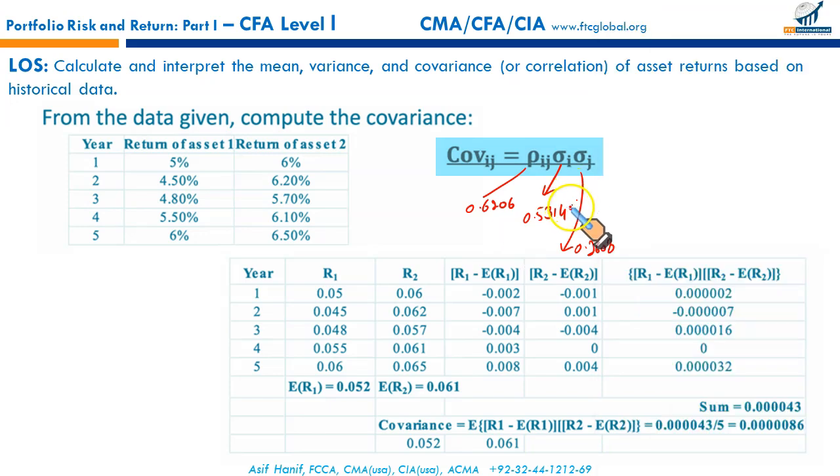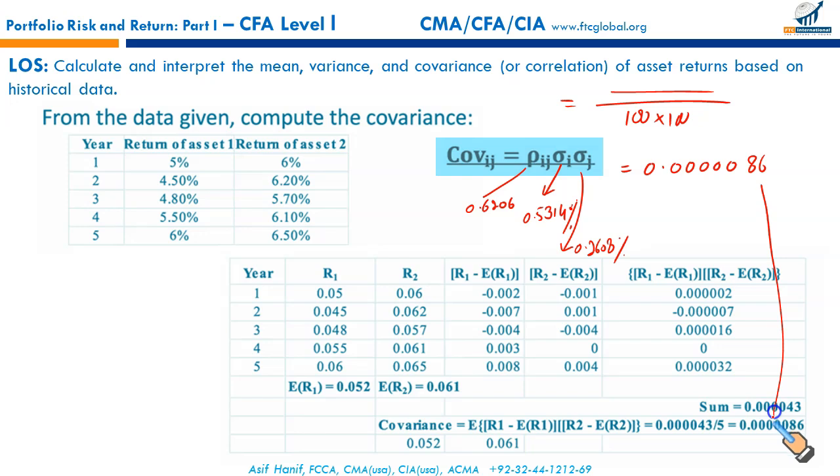Remember, these standard deviations are in percentages. So when you simplify them all and then divide the result by 100 twice in order to convert into decimals, the final answer that you will get is 0.000086, and that perfectly matches the sum of these deviations multiplied. So that's how you can use the financial calculator to calculate the covariance.